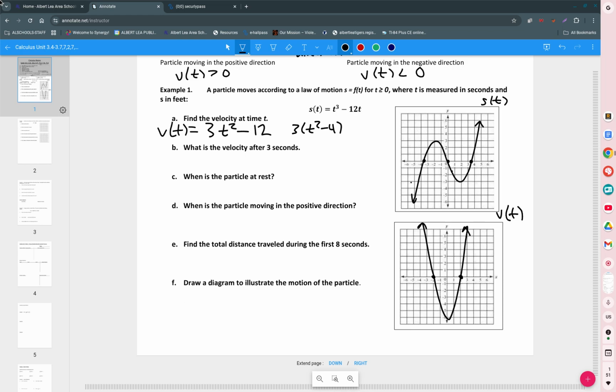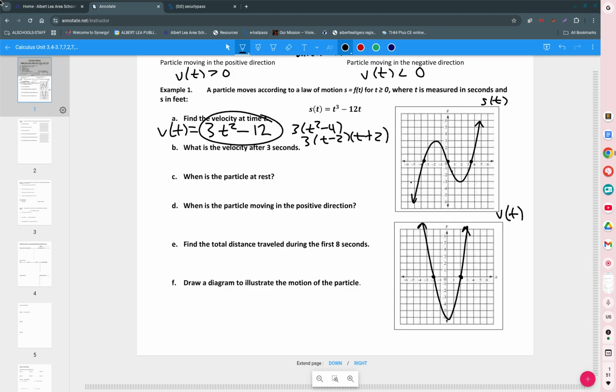How do you take a degree out of t to the third? I don't know. I took a 3 out of this right here. Oh, that's okay. Does it have to go down to -6? No, it doesn't. We don't really care where it goes on the y-axis. So then you're square rooting the 4? So it's 3 times t minus 2 and t plus 2. So we know that it crosses through positive 2 and negative 2. Okay.